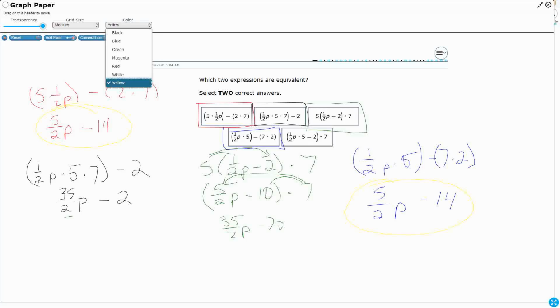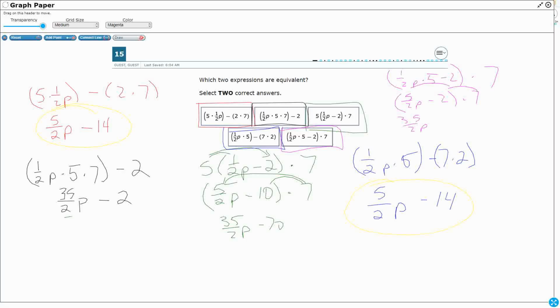Let me do this last one just to make sure that it doesn't have a match. But I've got a 1/2 p times 5 minus 2 times 7. Yikes. So within the parentheses, I've got to do the 5 halves p minus 2. And you really can't simplify that. And then you have to multiply all of that by 7. So that's going to be 35 halves p, distribute that out, minus 14. So close, but not quite.